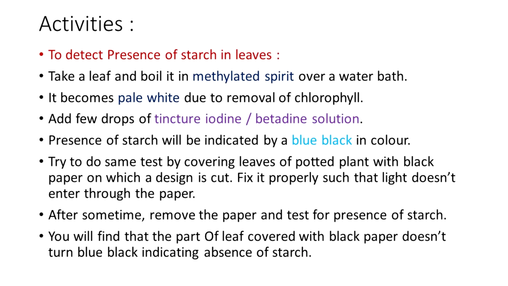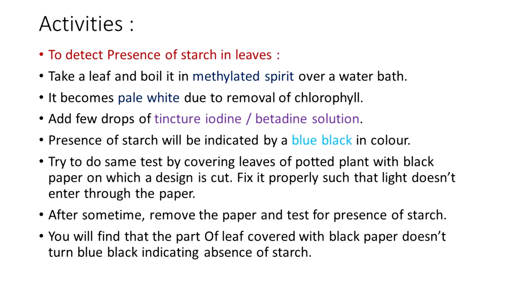Here are some activities. First, to detect the presence of starch in leaves, we have to take a leaf and boil it in methylated spirit over a water bath till it becomes pale white due to the removal of chlorophyll. Then we add a few drops of tincture iodine or betadine solution. If starch is present in that leaf, it will be indicated by a blue-black color. If starch is not there, it will not be indicated.